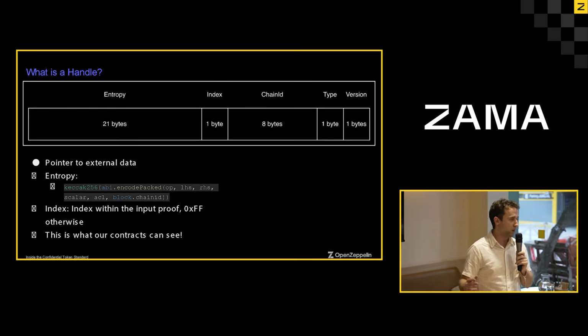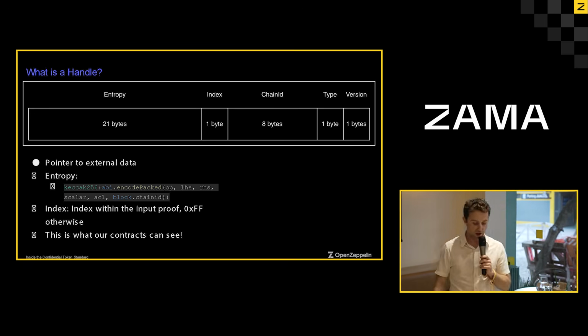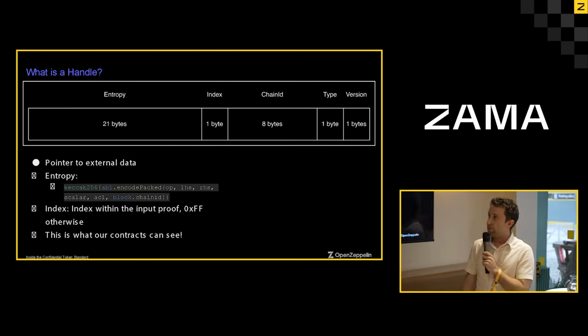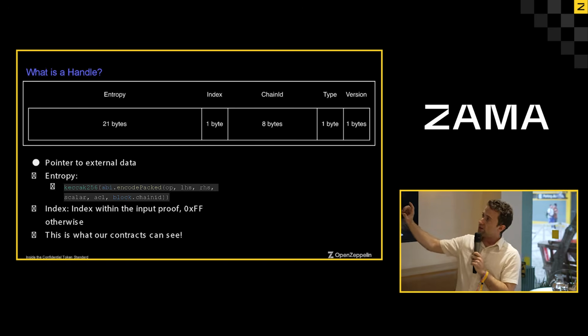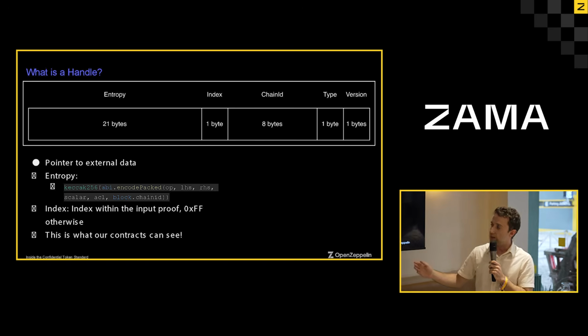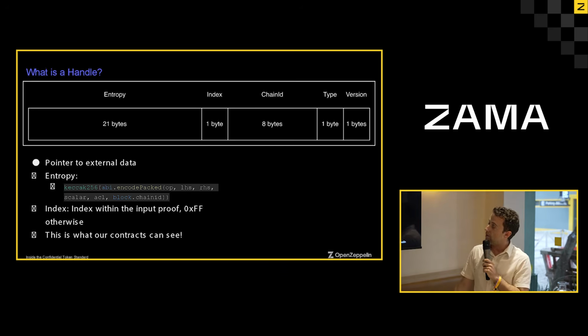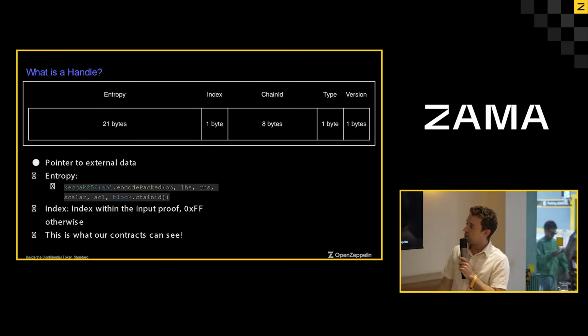So sometimes we'll have input proofs. We'll get back to what that is later. But it is which index the handle came from. If it's not from an input, then it would be 0xFF. Then we have the 8-byte chain ID, we have the type, and the version.